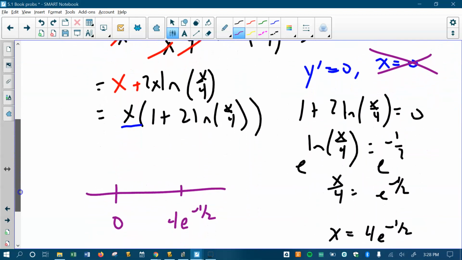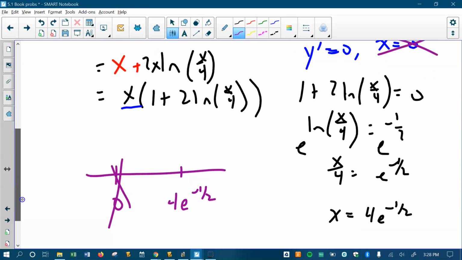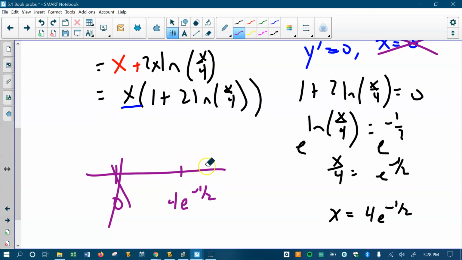Okay, so now we just have to do one value here. I'm not really sure what 4e to the negative 1/2 is. So when I'm in a case like this, I just go with a huge number, like 100, because I want to know the sign. If I plug in 100 here, I get 100 times 1 plus 2 times ln of 100 over 4, which is 2 ln of 25, which is going to be a positive number no matter how you do it. So it's going to be 100 times 1 plus a positive number, which is going to be a positive value.